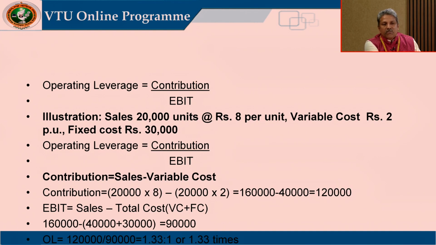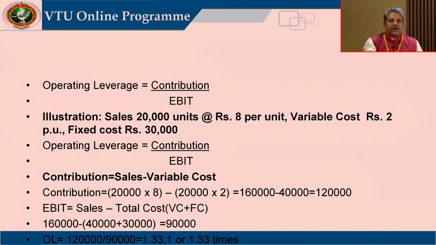EBIT is equal to sales minus total cost. Total cost comprises of fixed cost plus variable cost. Sales we calculated, 20,000 into 8, 1,60,000 rupees, and variable cost also we calculated, 20,000 into 2, 40,000. Fixed cost is given as 30,000. So, 40,000 variable cost plus 30,000 fixed cost, that is 70,000. So, 1,60,000 minus 70,000, we get 90,000 rupees as the EBIT.